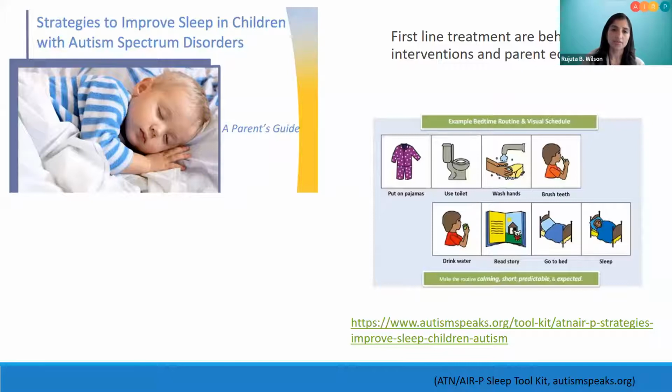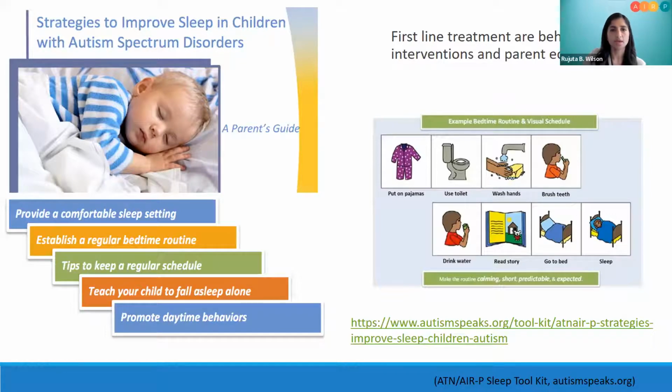So here you can see a visual schedule also that is provided. And we'll go through some of the other things. So you see the visual schedule, like putting on pajamas, using the toilet, washing hands, brushing teeth, drinking water, reading a story, going to bed and sleep. These are things that a child or an individual can look at and be able to check off, or mark the things that have been done.